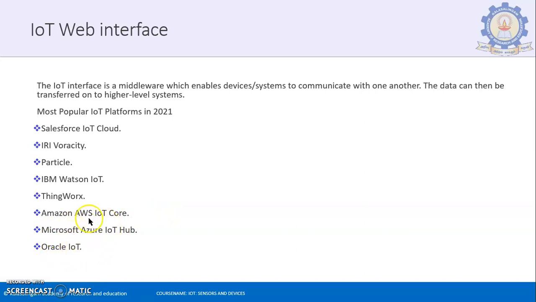We'll be looking now into the Azure IoT Hub in detail. So these are the IoT web interfaces that are available. So these are the middlewares. Okay, so from here it will be going and reaching the devices or systems that are available elsewhere.